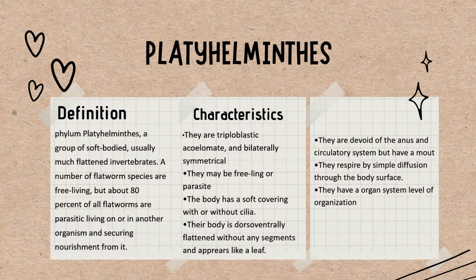First, they are triploblastic, acoelomate, and bilaterally symmetrical. They may be free-living or parasitic. The body has a soft covering with or without cilia. Their body is dorsoventrally flattened without any segments and appears like a leaf. They are devoid of an anus and circulatory system but have a mouth. They respire by simple diffusion through the body surface. They have an organ system level of organization.